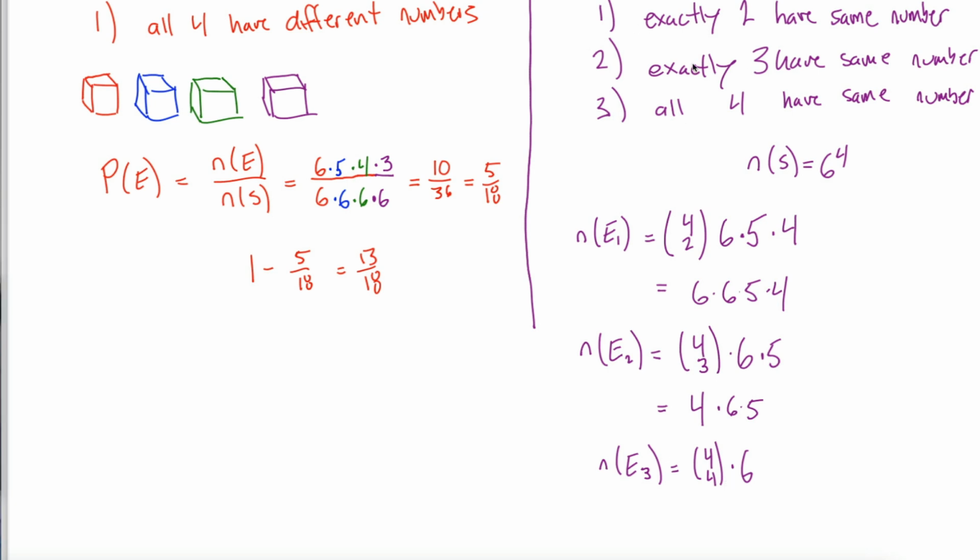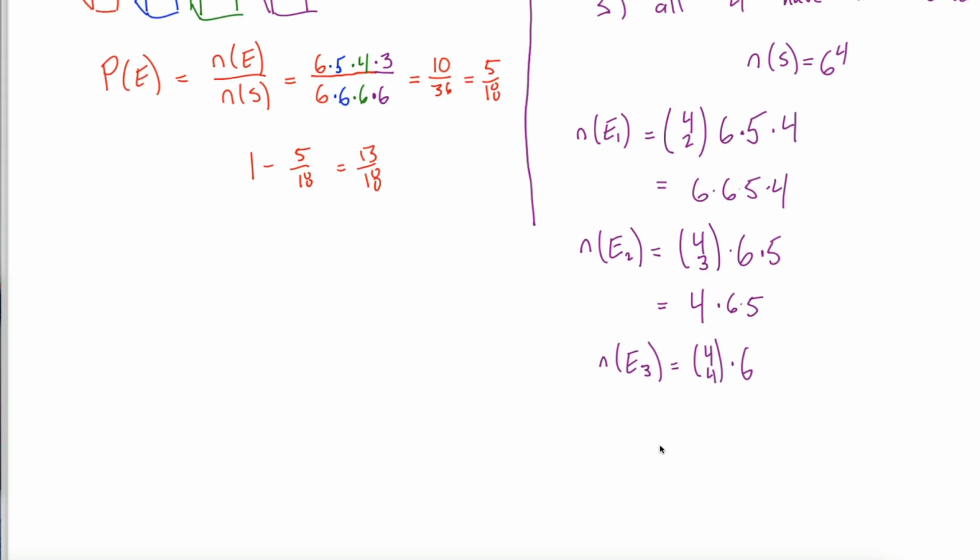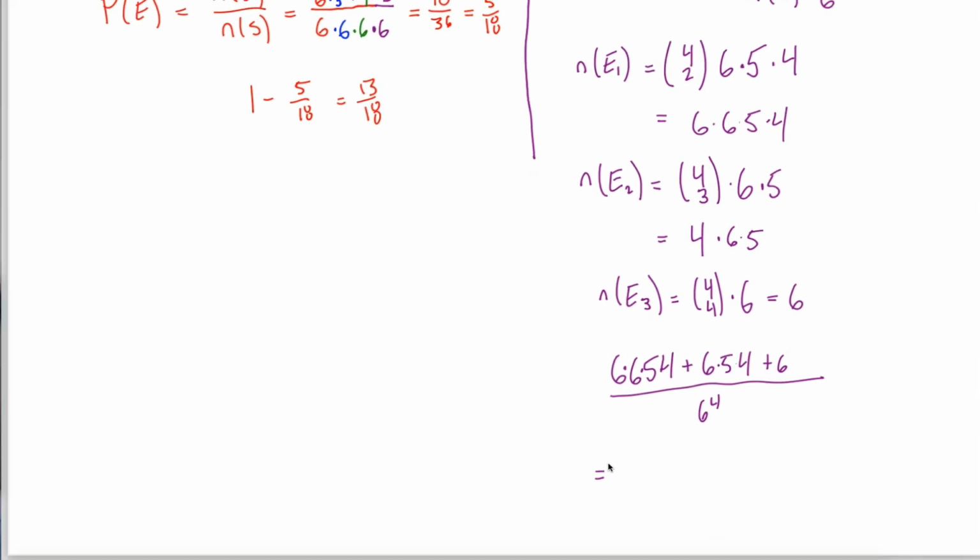We know the cardinality of the event space for each of these 3 different cases. So the cardinality of the total event space is their sum, 6 times 5 times 4, plus 4 times 6 times 5, just rewriting this in a different order, plus 6. Because again, 4 choose 4 is just equal to 1. I want to divide that by the cardinality of the sample space, which is 6 to the 4th power. I don't have a calculator, so maybe I can reduce this a little bit in my head. I could factor a 6 from each of these terms and cancel it with one of these 6's.